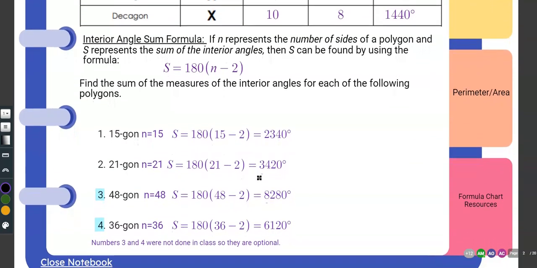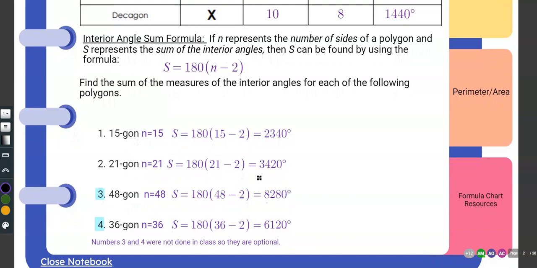So for 1, 2, 3, and 4 here, we took the number that's in the front, 15gon, 21gon, 48gon, 36gon, and we substituted that number into the formula. So for 15, we plugged in 15 for n, and we multiplied by 180. So 180 times 15 minus 2 is 2,340. 21, we have 180 times 21 minus 2 is 3,420.